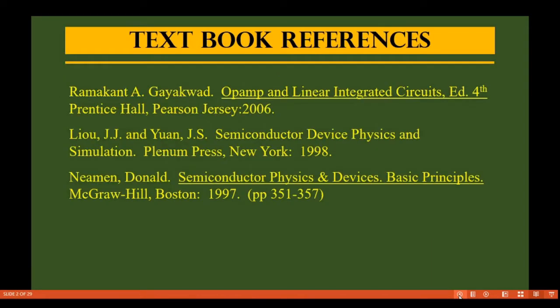These are the textbooks which I will refer. That is Op-Amp and Linear IC Circuits, edition number 4, by Ramakant A. Gaikwad. If edition number 4 is not available and you have edition number 3 or 5, you can use it. Then there is Semiconductor Devices: Physics and Simulation by J.S. Yuan and J.J. Liao. Third is Semiconductor Physics and Devices, written by Donald Neamen. This is also very helpful for understanding some devices and device physics.